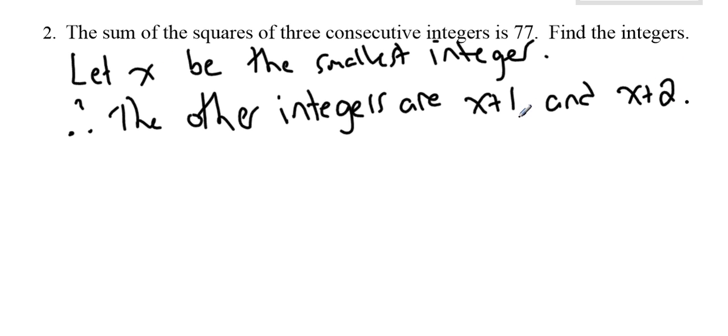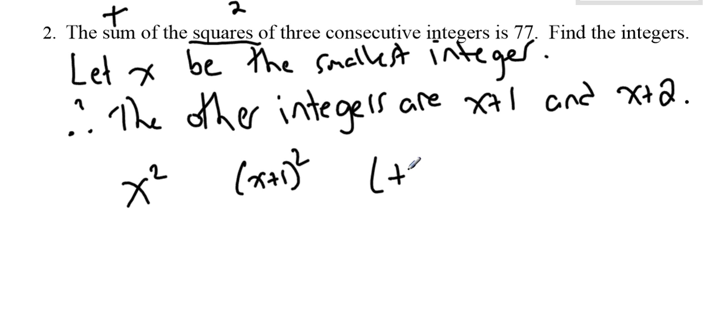Now let's see what we're supposed to do with them. The sum, that means add, of the squares of 3 consecutive integers. Well, let's talk about what the squares are. There's the first one squared. Here's the second one squared. And here's the third one squared. So here are the squares of 3 consecutive integers.